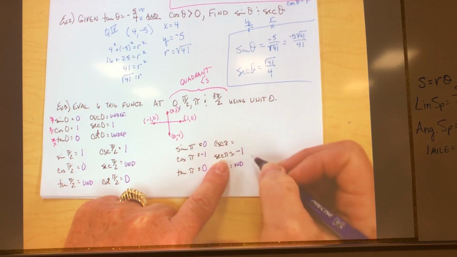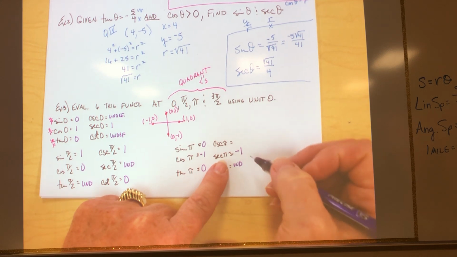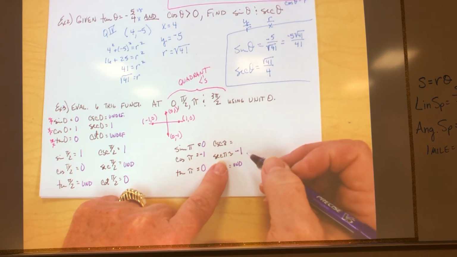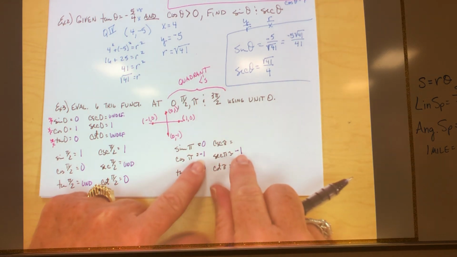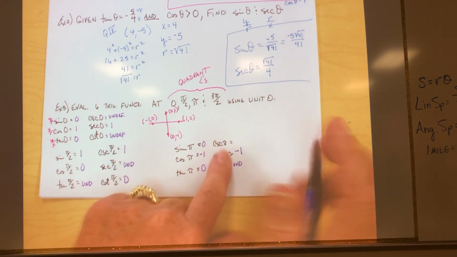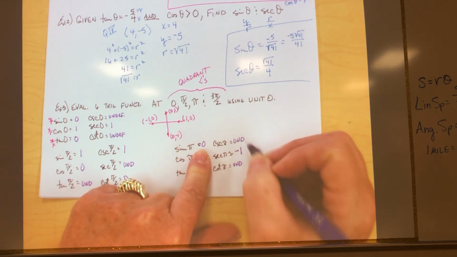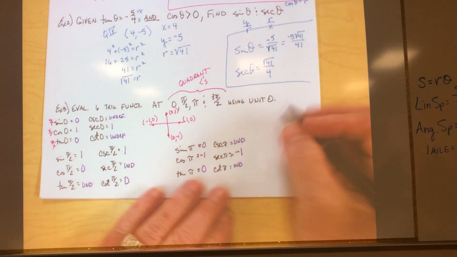-1. Y'all, reciprocals keep their signs, okay? Part of the magic of a reciprocal is if you multiply two reciprocals, they equal 1. So it has to keep its sign. It has to be +1 when you multiply it. Over here, what's the reciprocal of 0? Undefined. Alright? Now we'll do the last one.